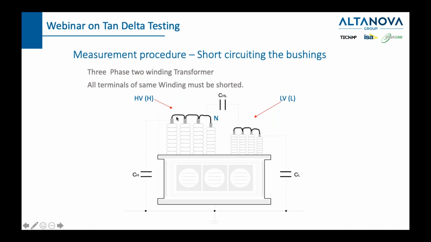If we have a power transformer, the primary side, the secondary side, they are all separately short-circuited, thus creating a single potential each. And then we are measuring the CHL and the tan delta between the high and the low voltage side. We measure the CH, capacitance between the high voltage and the ground, and the tan delta of that, and the CL, the capacitance between the low voltage and the ground, and the tan delta of that. So CL, CH, and CHL.